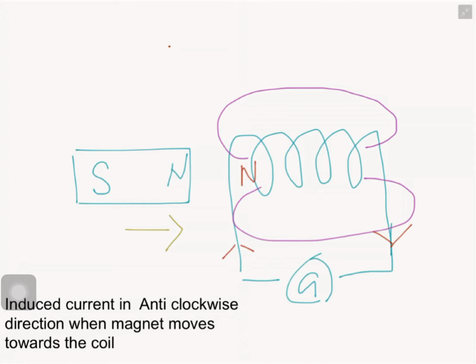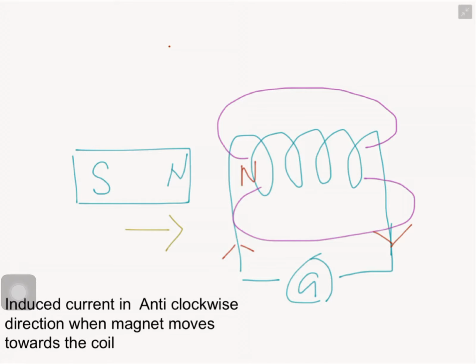That means the north polarity associated with the induced current approaches the north pole of the bar magnet. You know that like poles repel each other. From the diagram, the north pole and north pole repel each other. So this leads to a decrease in the magnetic flux. Finally, the induced current flows in anti-clockwise direction.